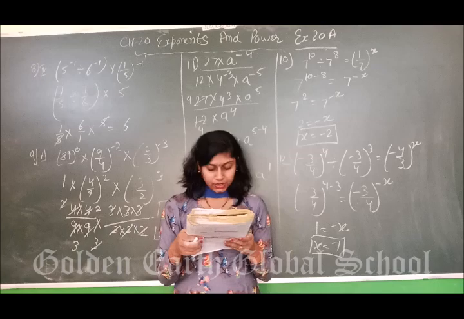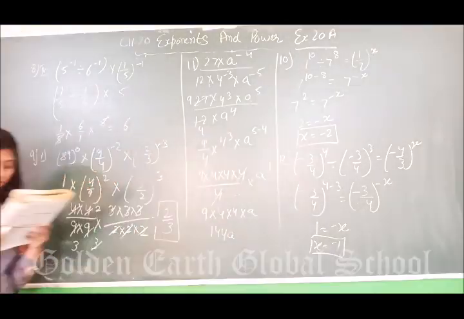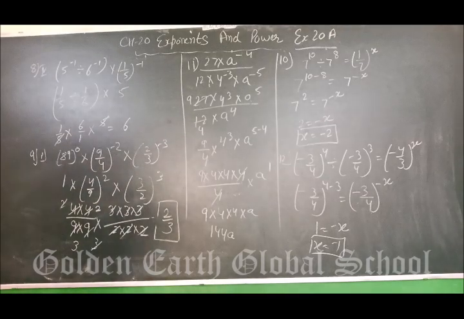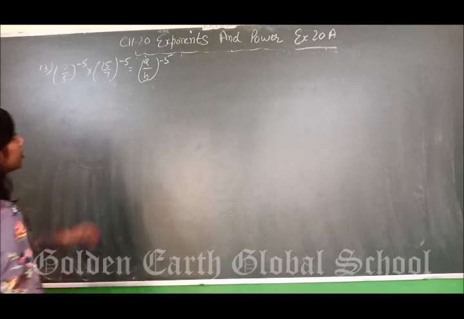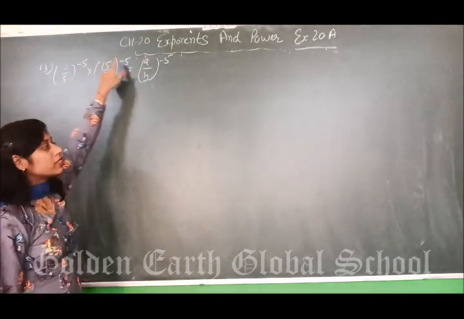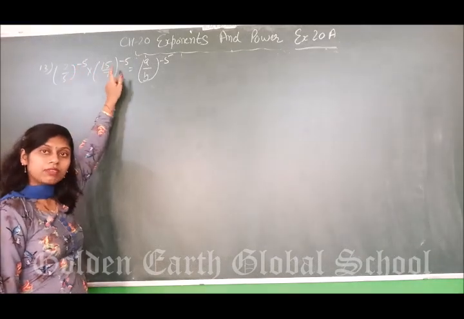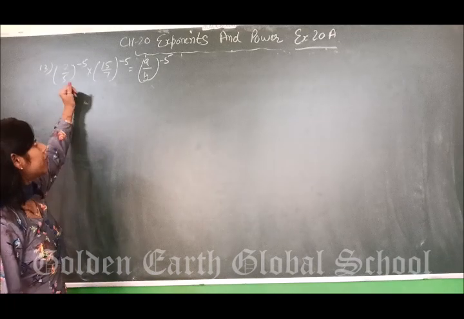Question number 13, same. We will solve it. Note down the statement. We have to find the value of a upon b. Here see the question. Powers are same. Left hand side minus 5 and right hand side again minus 5. So here we will apply the rule.